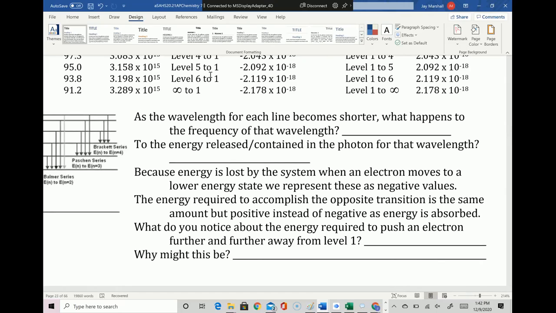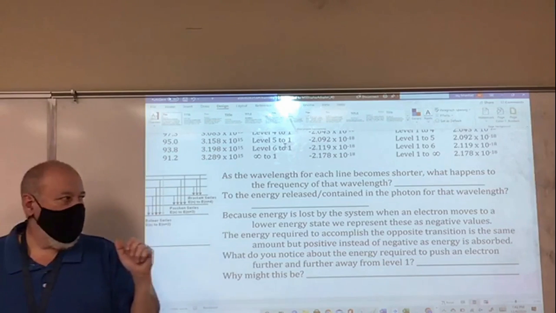Why might it take an increment of less energy to go one energy level further and one energy level further? Because it's further away from the nucleus, and so there's less force of attraction holding it in place. Okay, that's exactly right. I've got protons in the nucleus, right? But if I get further away from the nucleus, it's going to take less energy to go to that next level and less energy to go to that next level.